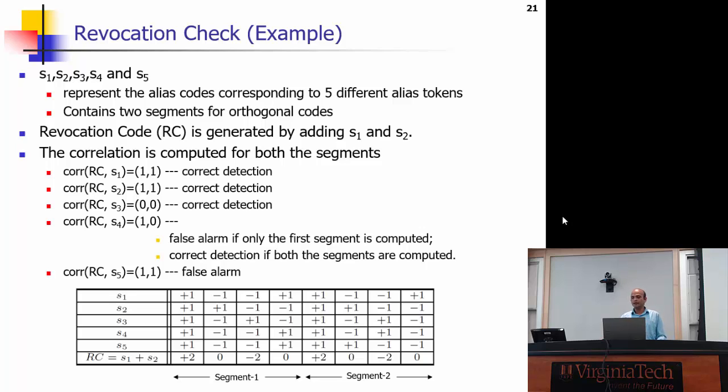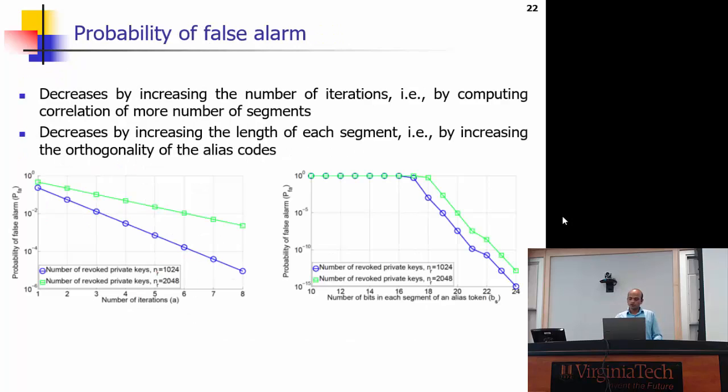Now for S5, for both the segments, you will have 1, 1, and there will be a false alarm. So there will be false alarms in this system, but there would never be a false negative. Now, these are a few plots which show the probability of making a false alarm in this design of piecewise orthogonal codes.